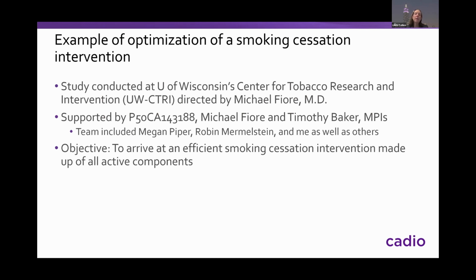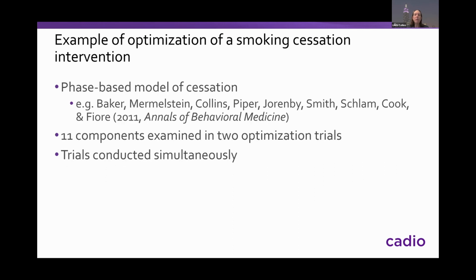So this study was conducted at the University of Wisconsin Center for Tobacco Research and Intervention, directed by Mike Fiore. And it was supported by a P50 grant. The team included Tim Baker, Megan Piper, Robin Mermelstein, and me, as well as a number of other people. And the objective was to arrive at, this project is over, the objective was to arrive at an efficient smoking cessation intervention made up of all active intervention components.